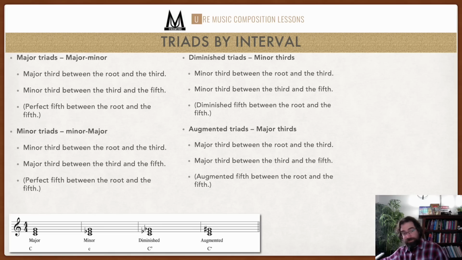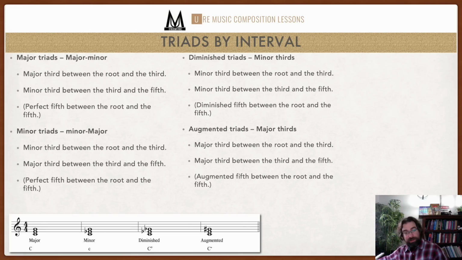So in order of stability, we have a major triad, which has a major third on the bottom, a minor third on top, a minor triad which reverses that. Then we have a diminished triad, which is built entirely of minor thirds. You hear how we're starting to get more dissonant. And then we have the augmented triad, which is used very rarely, and it really only occurs on the third scale degree in a minor key.